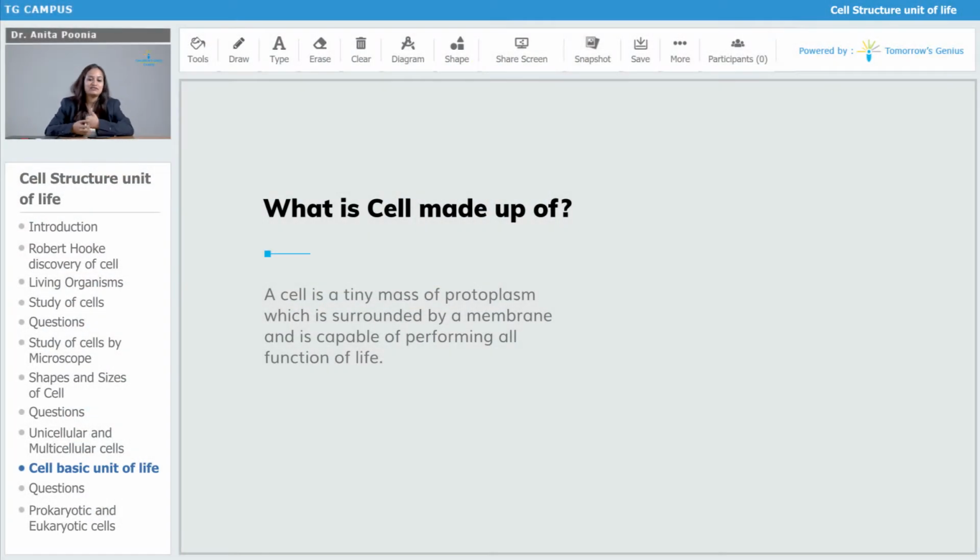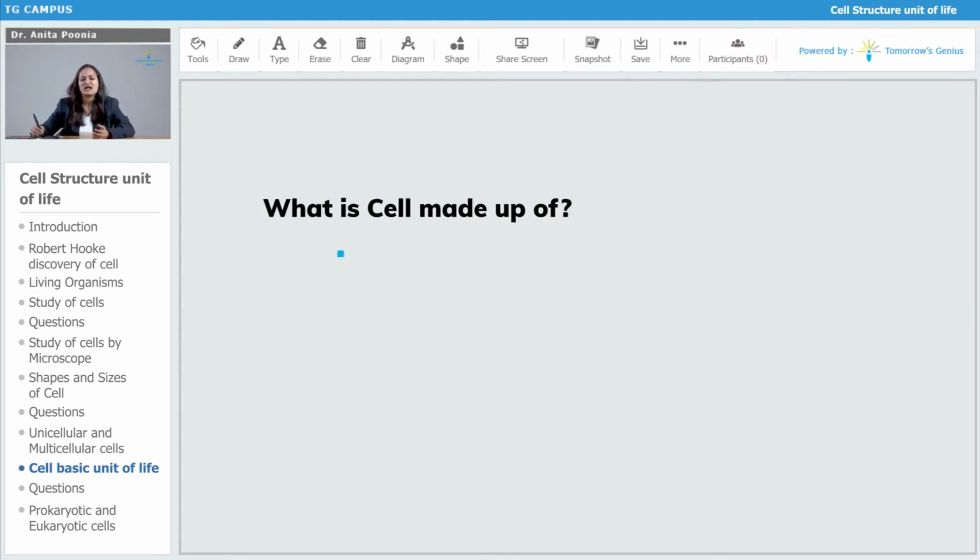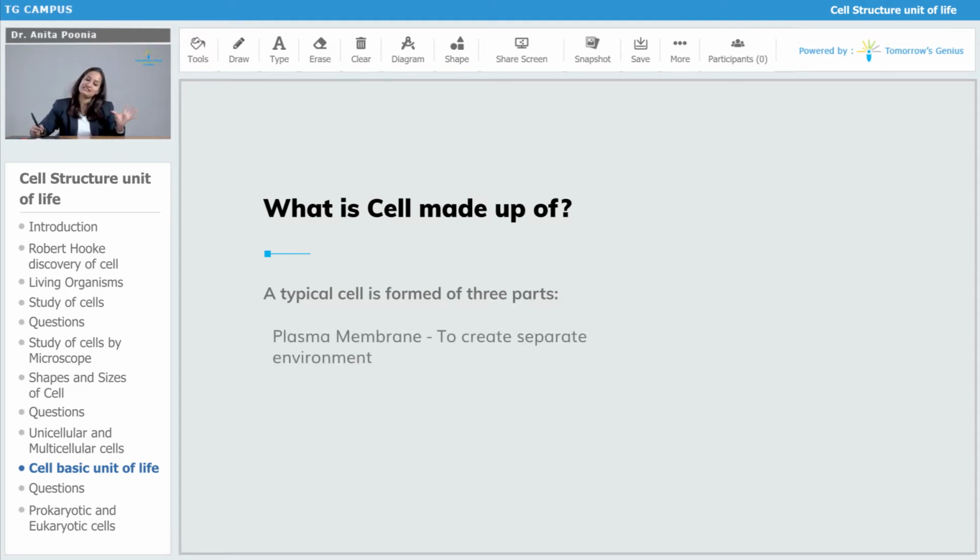So a cell, which is a tiny mass of protoplasm surrounded by a membrane, is capable of performing all the life processes. We are interested in what a cell is made up of, right? So a typical cell is made up of three parts. When I say a typical cell, I am talking about a cell in general. So a typical cell is formed of three parts. Let's see each of these different parts.